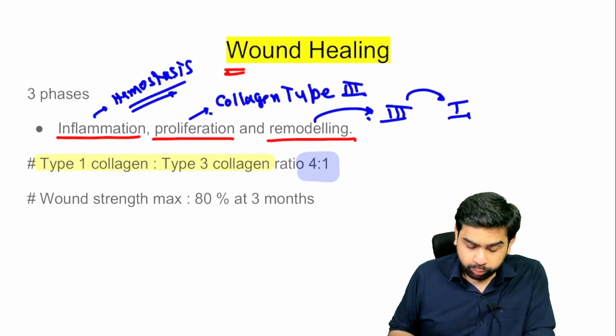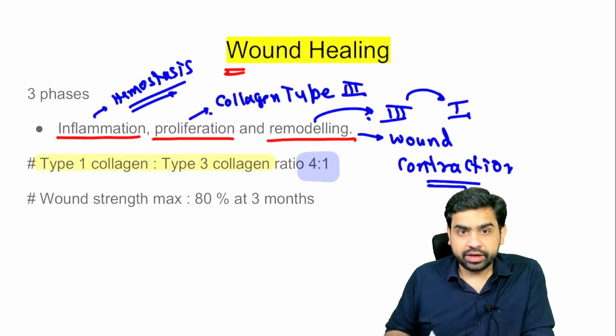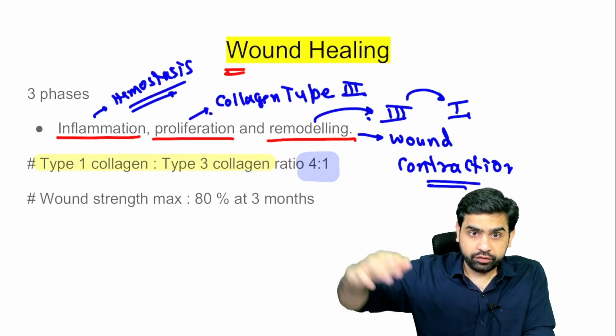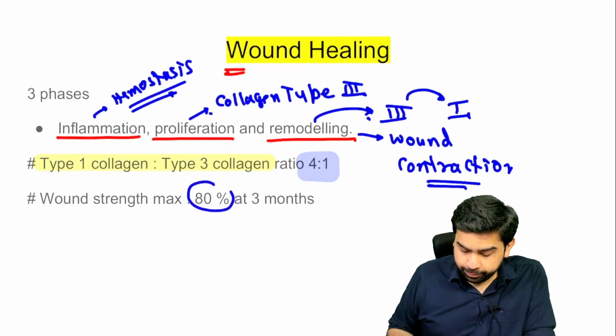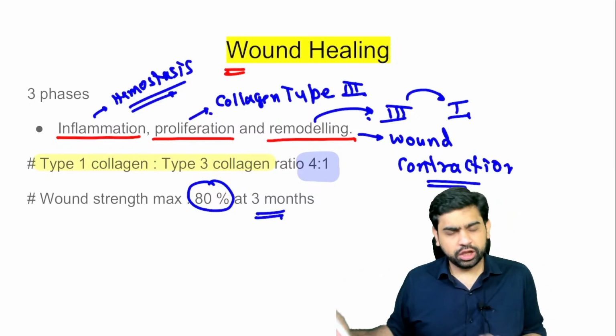In the remodeling phase, another thing which happens is wound contraction. Over a period of time the strength of the wound increases, and we attain 80% of the strength by around the third month. So this is the basics of wound healing.